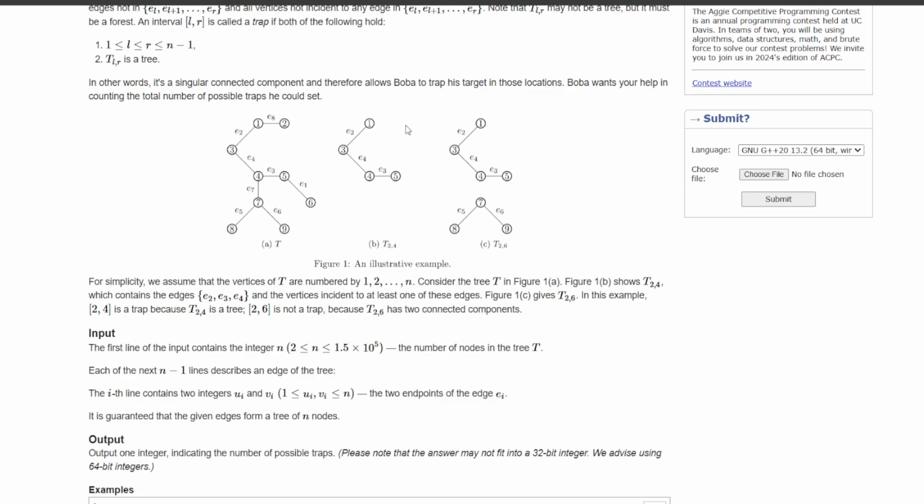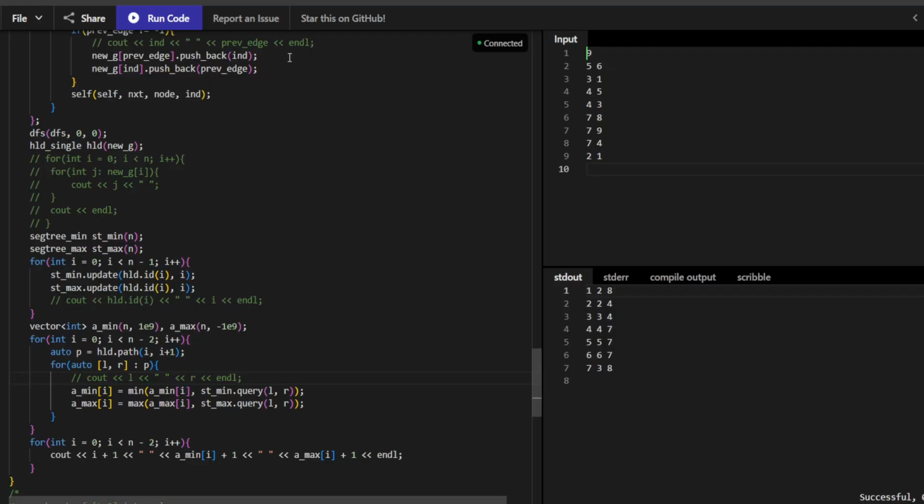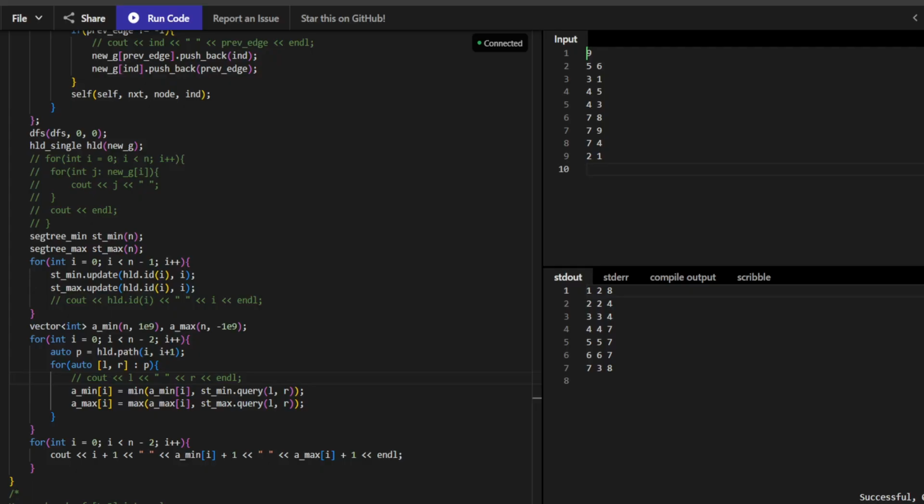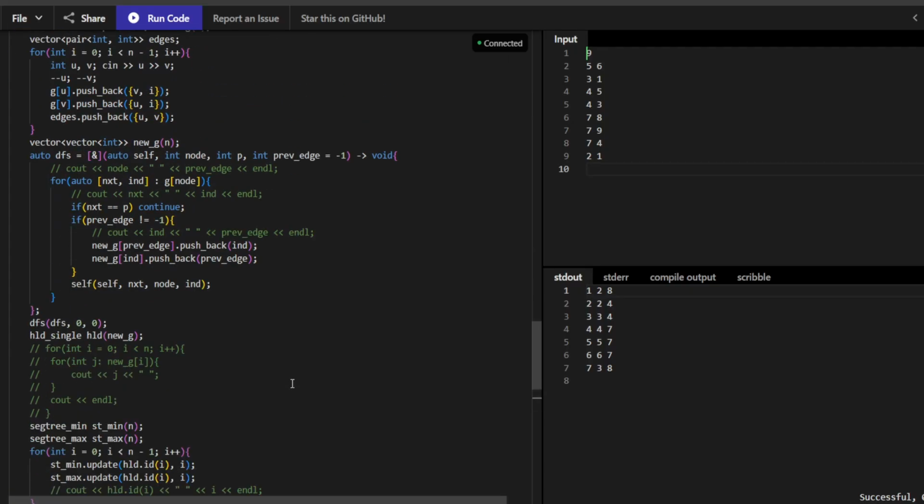So hold on. You have 3 and 4 as an edge, and 3 and 7 as an edge. Yes, I think so. But is 4 and 7 also an edge? No, why would it be an edge? They're children. But how does your program know that? Wait, you can take a look for yourself. It's really short. Okay, sure.